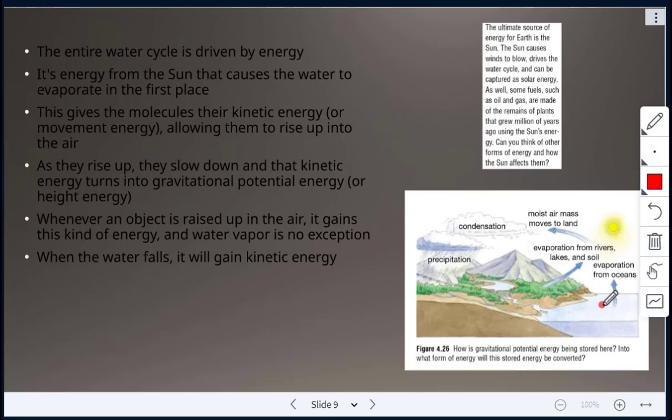And then as they rise up, they're going to slow down, and that kinetic energy turns into gravitational potential energy, the energy of height. Just keep in mind, whenever something is raised up in the air, it's gaining gravitational potential energy. So therefore, water vapor is also gaining gravitational potential energy. And then when it falls as precipitation, it is gaining kinetic energy, which is the energy of movement.